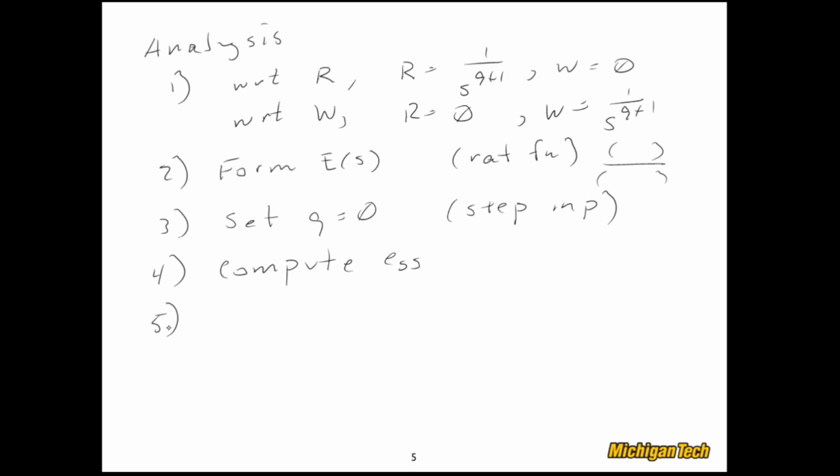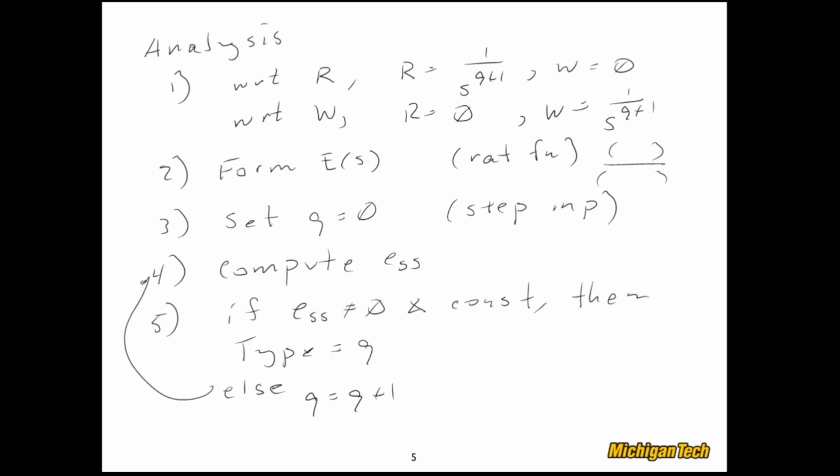And finally, step 5 is if the steady state error is not equal to 0 and a constant, then the system type with respect to whatever input you're interested in is Q. Otherwise, increment Q and go back to step 4. And you just keep doing that until you eventually end up with a steady state error that satisfies this condition. Then you're good. So let's do an example.